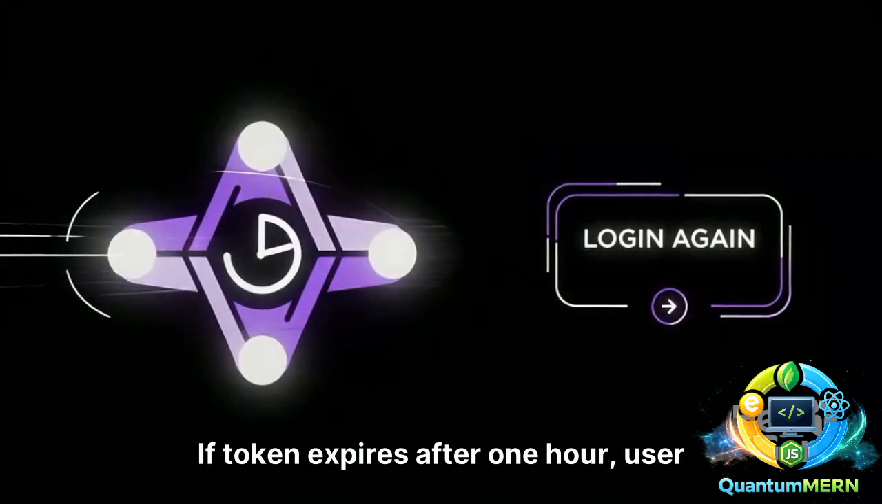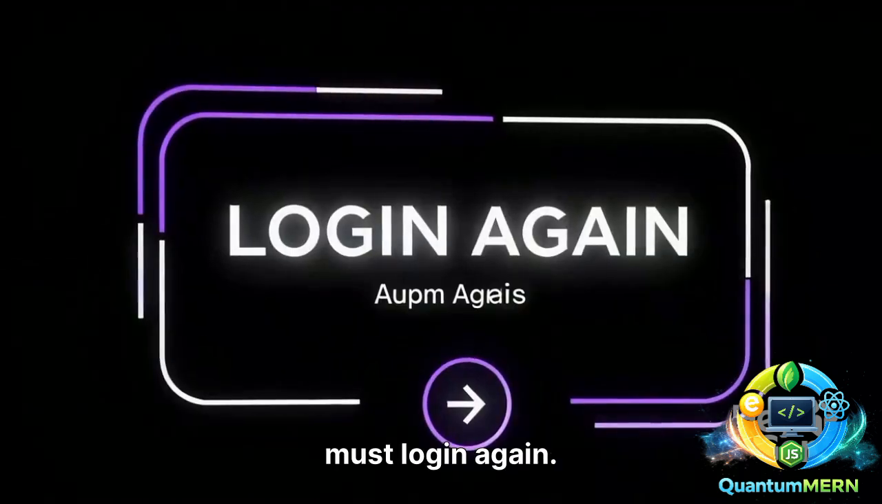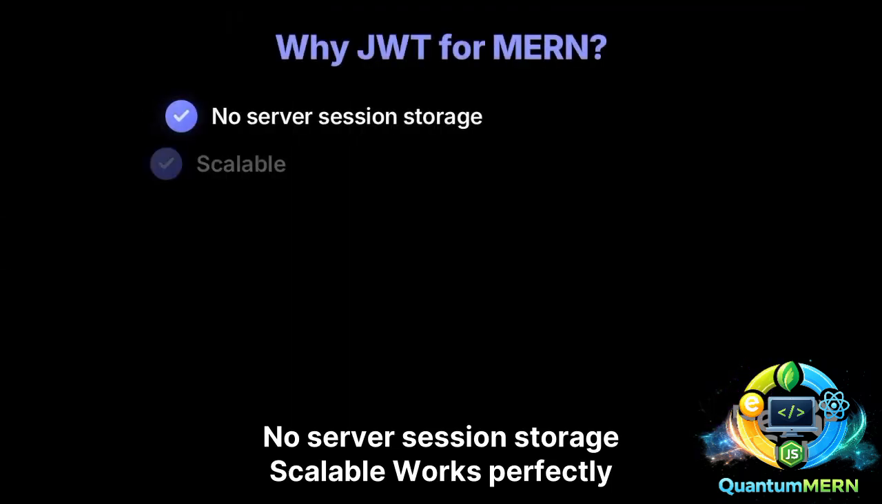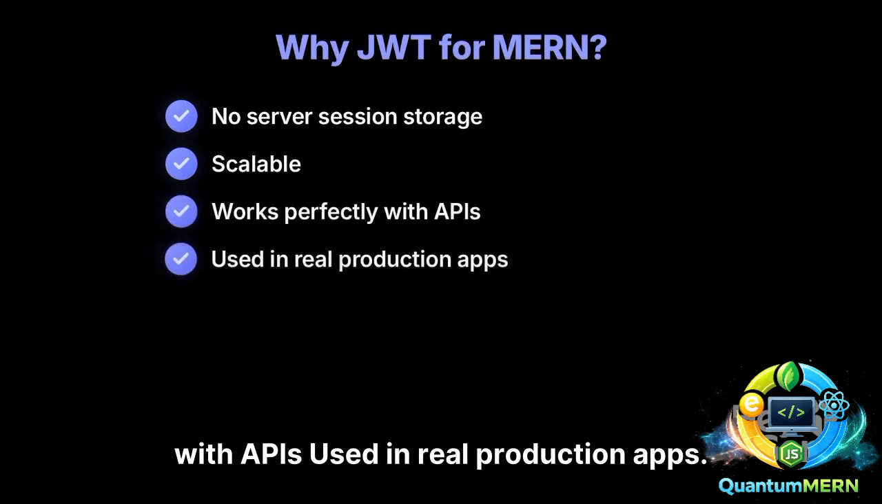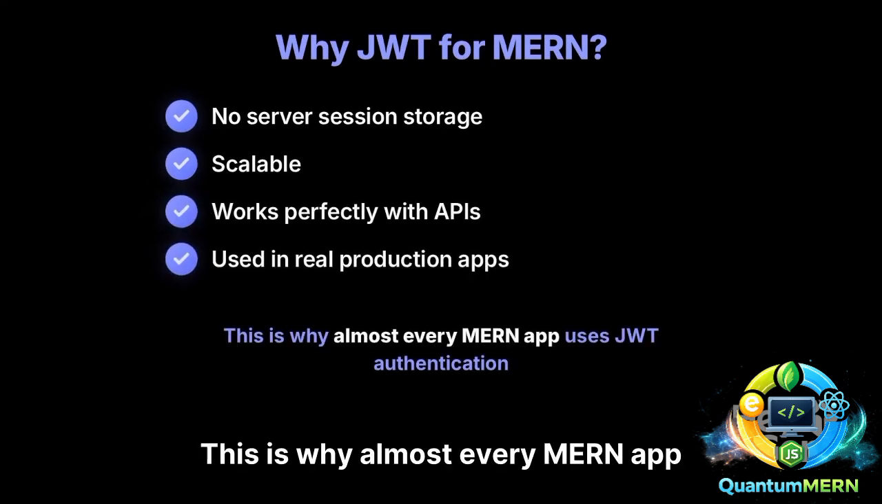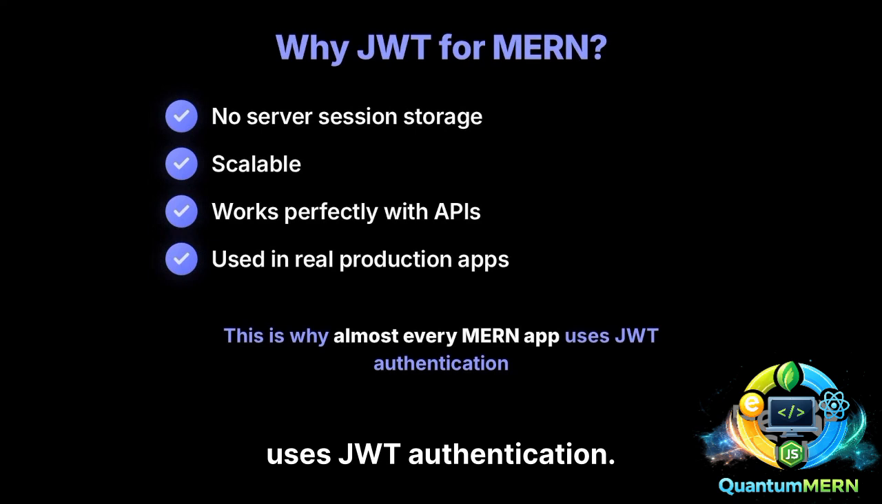If token expires after 1 hour, user must log in again. That's security. No server session storage. Scalable, works perfectly with APIs, used in real production apps. This is why almost every MERN app uses JWT authentication.